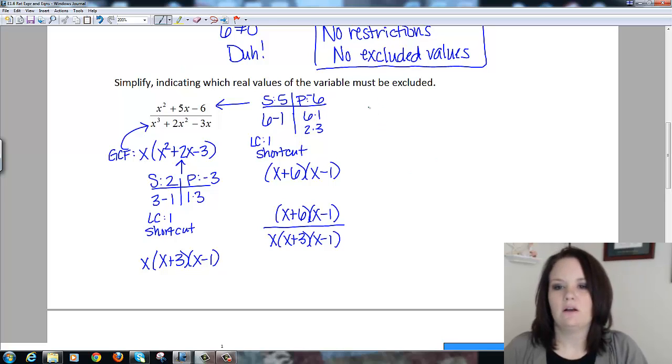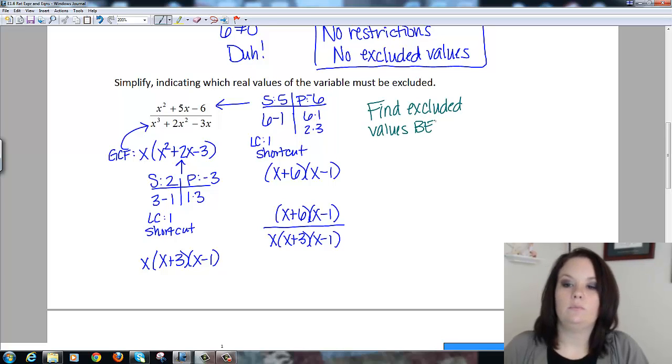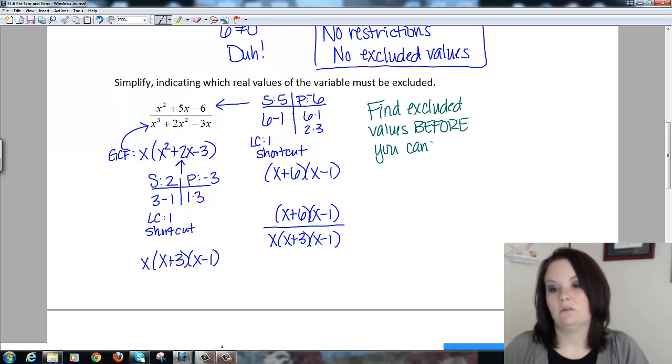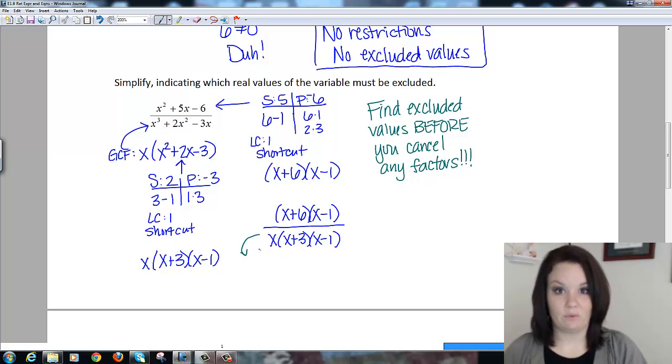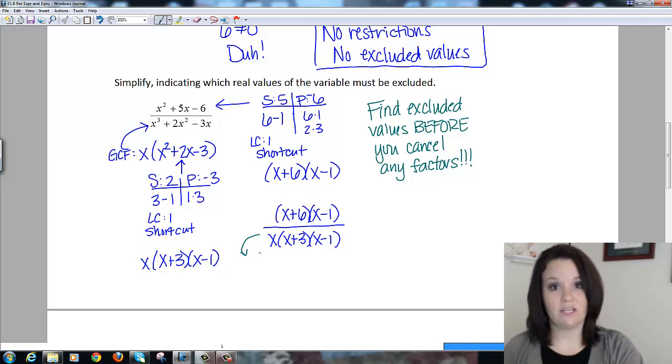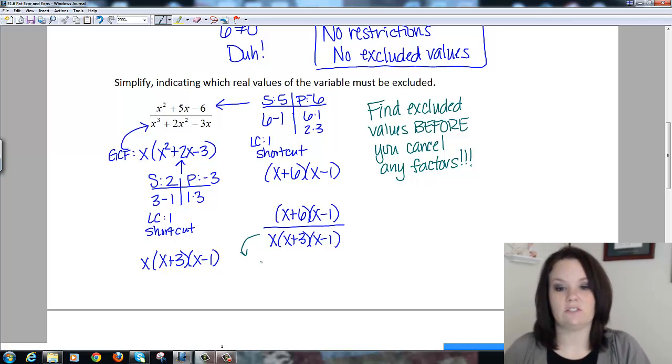So I'm going to go ahead and put over here, find excluded values before you cancel any factors. Okay, so I'm going to go ahead and set these not equal to 0. Remember, we take our denominator, set each factor equal to 0, and solve for the values we need to exclude. So this means x can't be 0, x plus 3 can't be 0, and x minus 1 can't be 0.